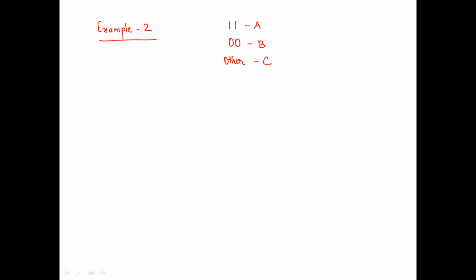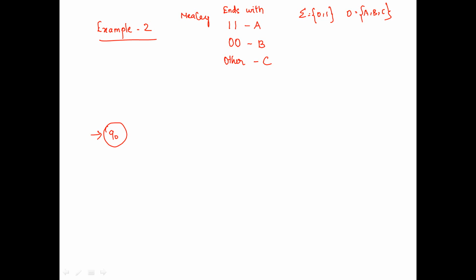We have to construct a Mealy machine for this particular scenario. If the string ends with 11, emit A, with 00, emit B, and for any other pattern of 1s or 0s, you emit a C. So our input alphabet has 0 and 1, and our output alphabet has A, B and C. So let us start drawing the machine.